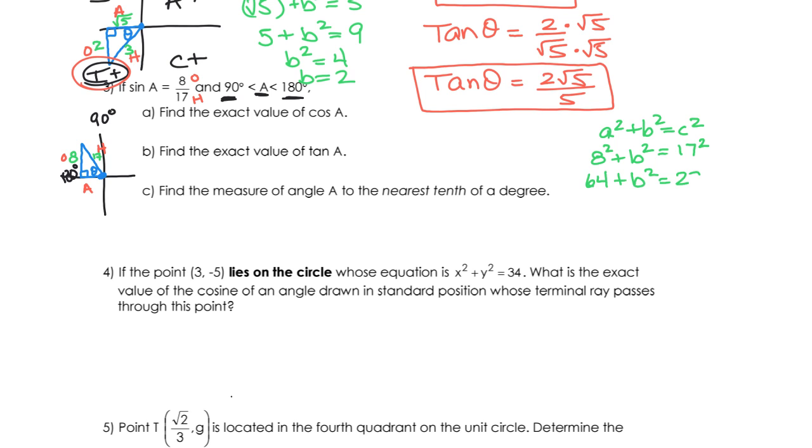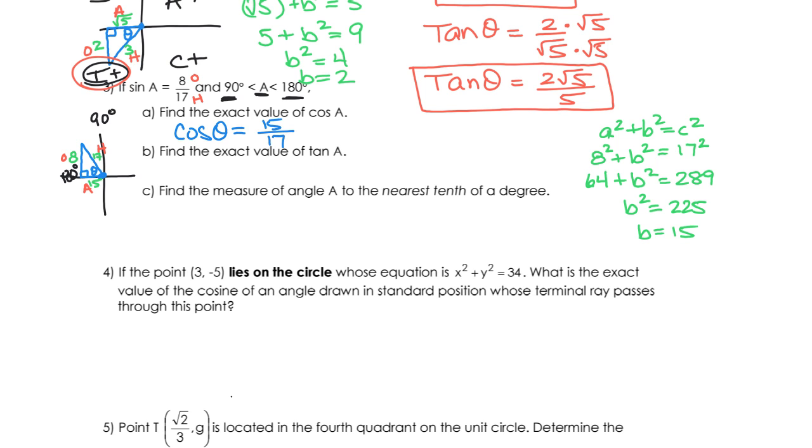17 squared is 289. And when I take 64 away, I'm left with 225, and the square root of that comes out to equal 15. So we'll put 15 down here. They want us to find the exact value of cosine theta. So we're going to say that cosine theta is equal to my adjacent side, which is 15, over my hypotenuse, which is 17.